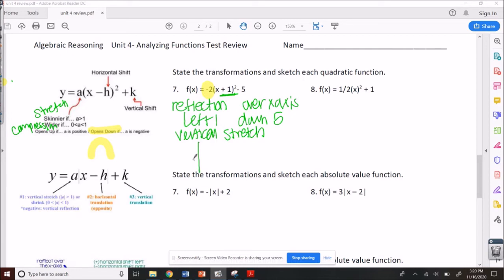Okay, so if I draw this, I have to move left 1 and down 5. That's here. I need you to be skinny because it's a stretch, and it's got to reflect, so it's got to face down. So it's going to look something like that.